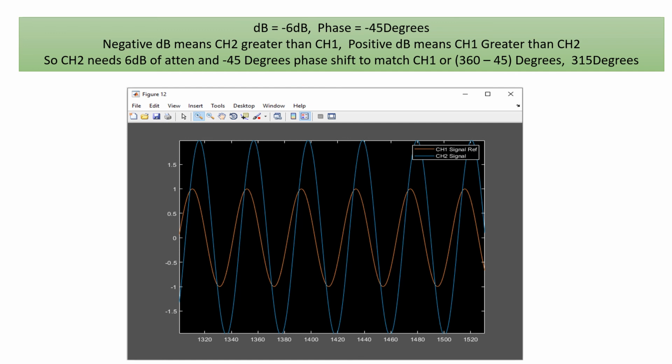So a negative dB means that channel 2 is greater than channel 1. Positive dB means channel 1 is greater than channel 2. So channel 2 needs to apply 6 dB of attenuation and a negative 45 degree phase shift so that it matches channel 1. Now, most hardware can't understand what a negative phase shift means, so we do 360 minus 45 and we would tell it to apply a 315 degree phase shift.